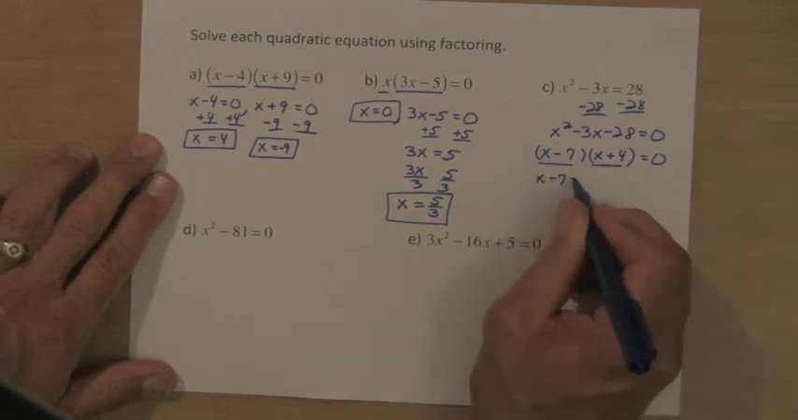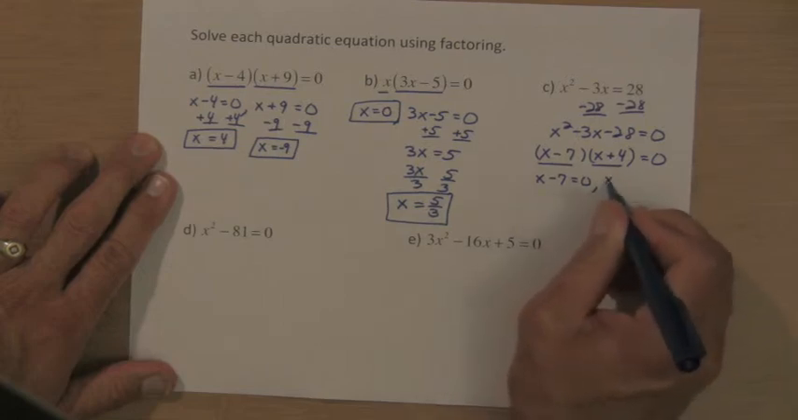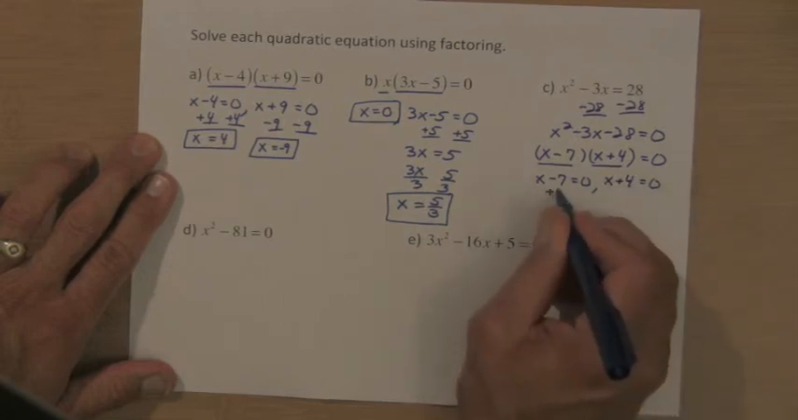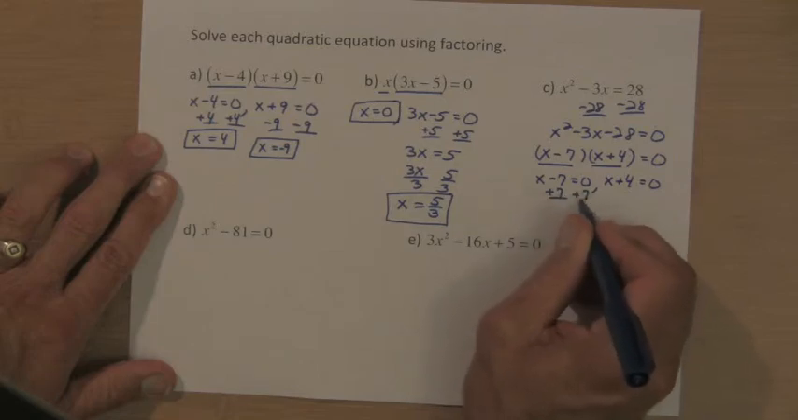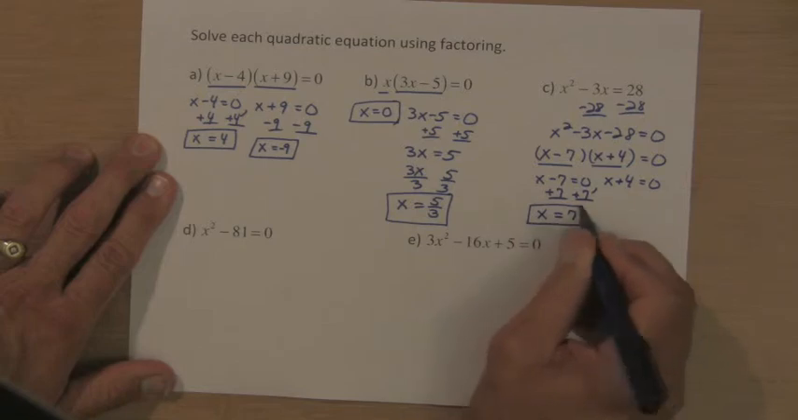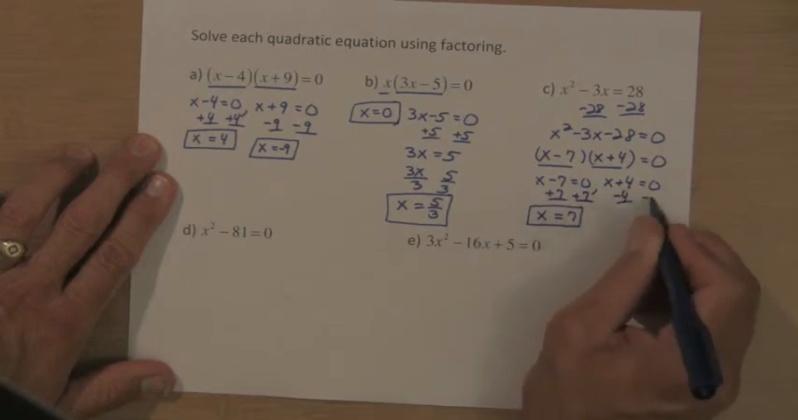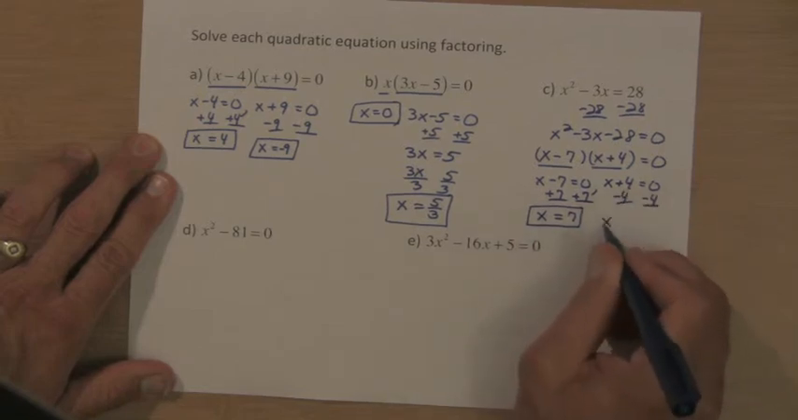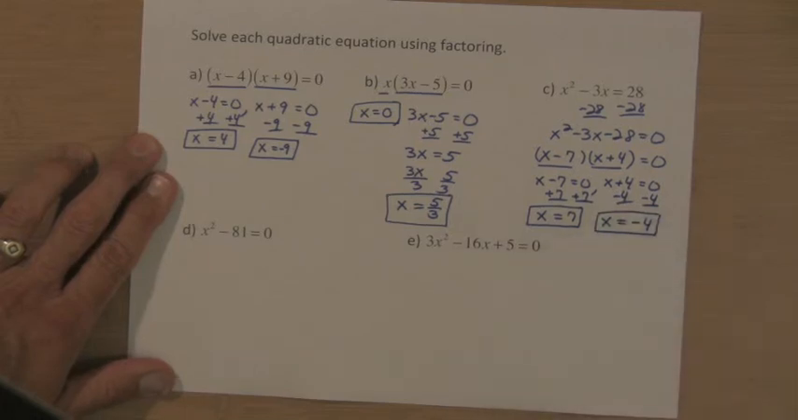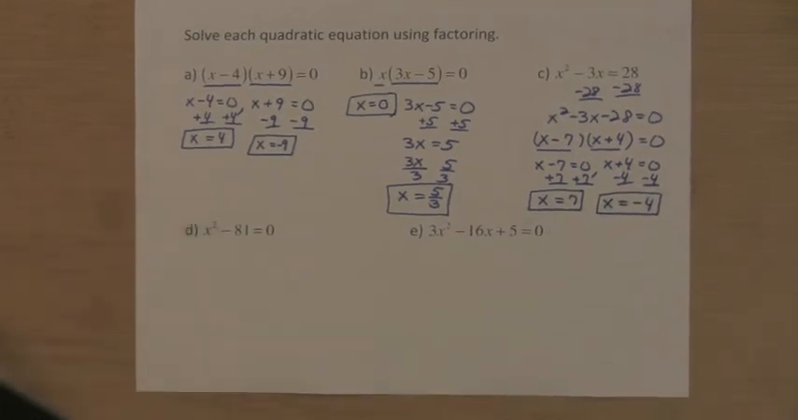So either x minus 7 equals 0 or x plus 4 equals 0. To solve this one, I add 7 to both sides of the equal sign, and I get x equals 7. To solve the second equation, I subtract 4 from both sides, and I get x equals negative 4. So my 2 solutions for letter C are 7 and negative 4.